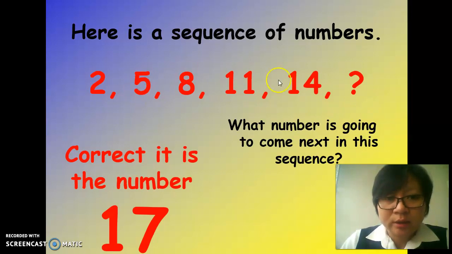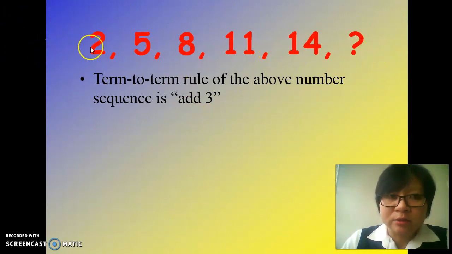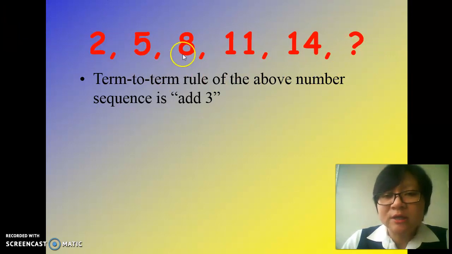So, the rule here is add 3. The rule add 3 is the term-to-term rule. Term-to-term rule means between two consecutive terms. We no longer call the members of the sequence numbers, we call them terms. So 2 is a term, 5 is a term, 8 is a term, 11 is a term, 14 is a term.